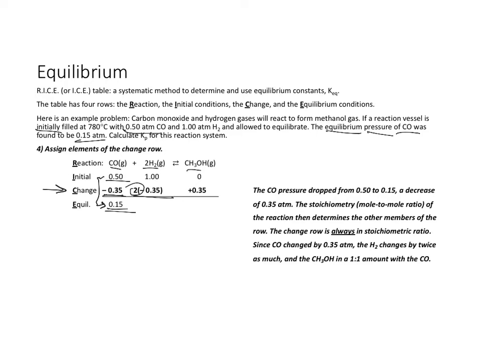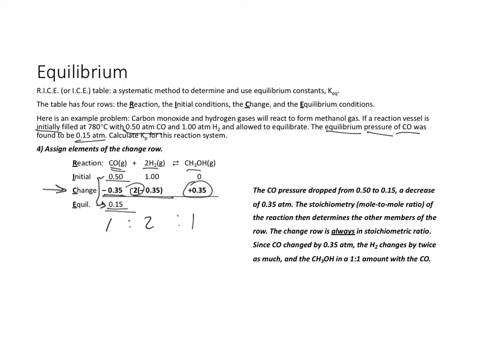There's 1 mole of methanol for 1 mole of CO, so that change is going to be the same. Notice again, my mole-to-mole ratios are 1 to 2 to 1, and my change row, because the change row is the stoichiometry, is 1 to 2 to 1. Let me say that again.